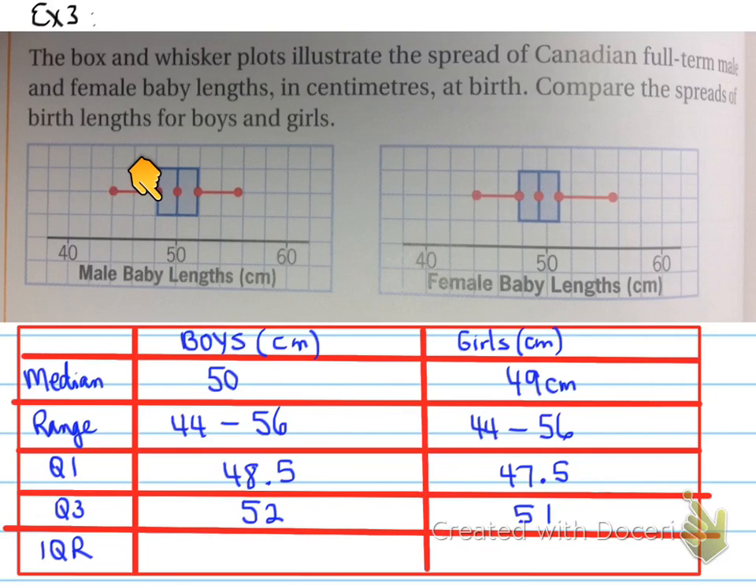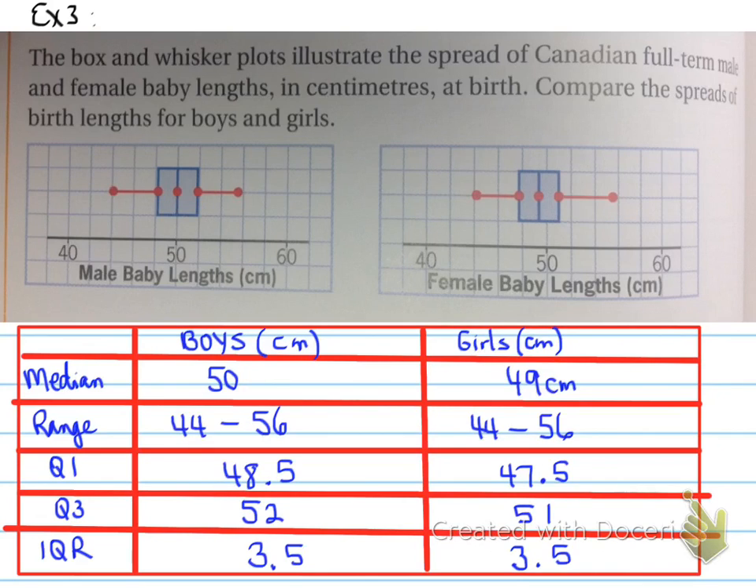The first dot in the box is Q1. The second dot represents the median, and the third dot represents Q3. These whiskers on either side of the box represent the entire range of the values for full-term births.